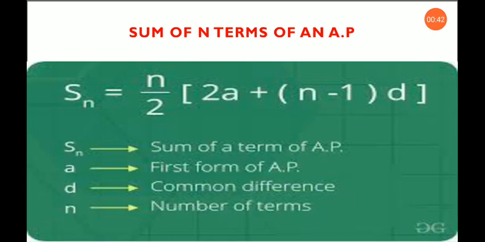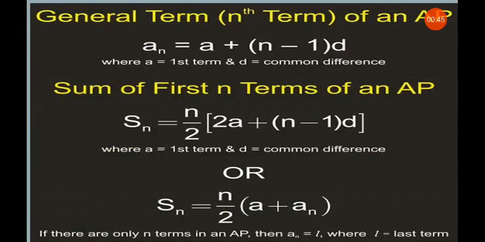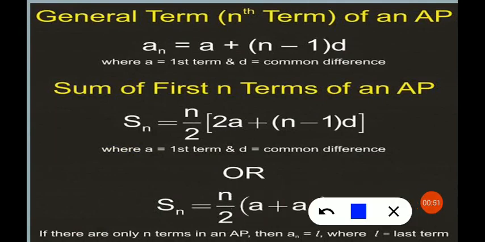Now once again we will recapitulate all the formulas which we are going to use in this chapter. The first is the general term, an, which is equal to a + (n - 1)d, where a is the first term, d is the common difference, and n is the number of terms. And we learned the formula for the sum of n terms of an AP, Sn = n/2 into [2a + (n - 1)d], where a is the first term, n is the number of terms, and d is the common difference.